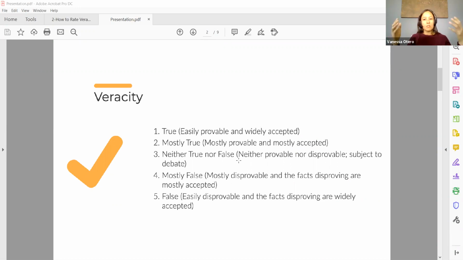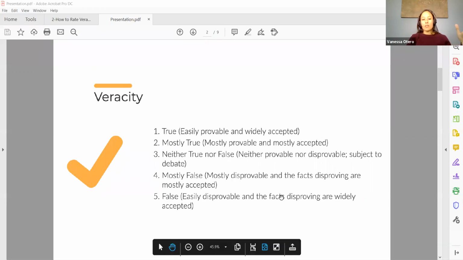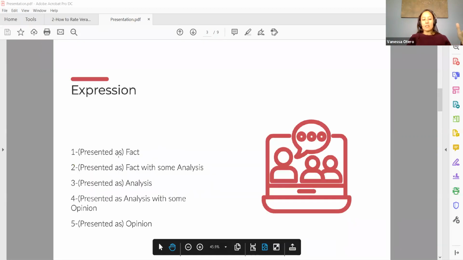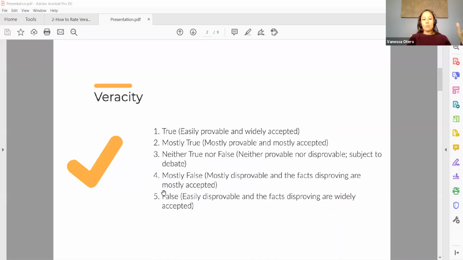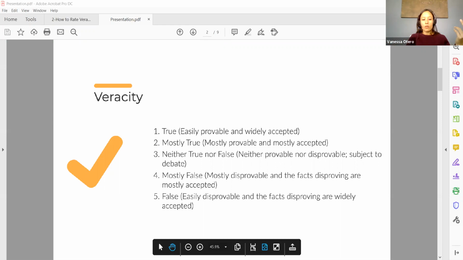That's an opinion statement, so it gets a three on veracity. Or it could be false. So it could be stated as a fact, presented as a fact, but it's false. Like the earth is flat, all right? So that shows you a little bit of how veracity and expression are both really important parts of a thing to rate about a sentence for our purposes, or an article for our purposes, but you kind of need both. Both are indicators of truthfulness.